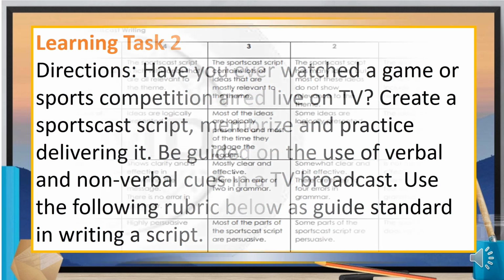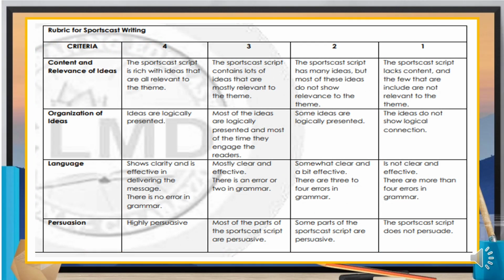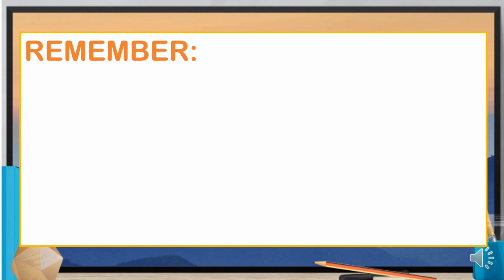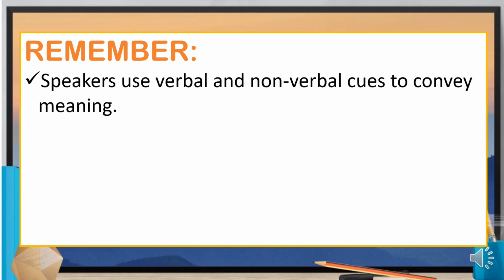So this is the rubric for sportscast writing. We have the criteria of content and relevance of ideas, organization of ideas, language, and persuasion. Let us remember, speakers use verbal and nonverbal cues to convey meaning.